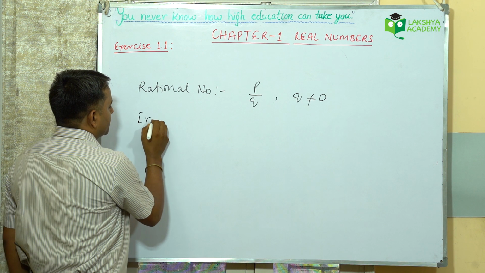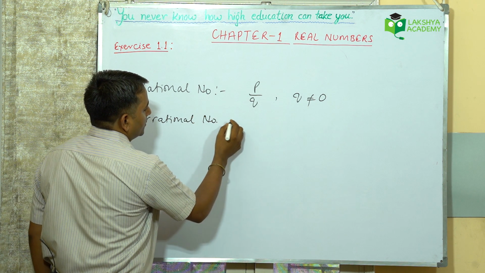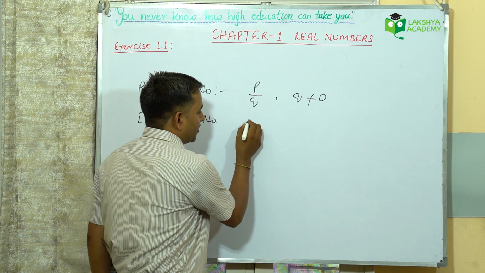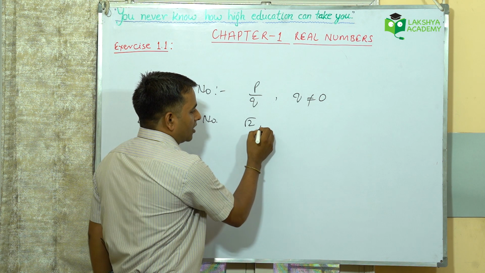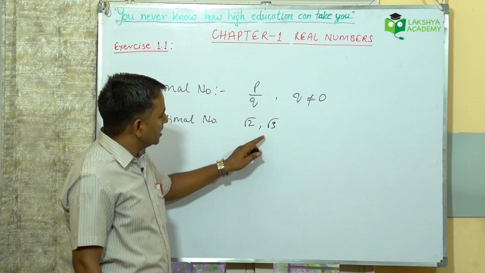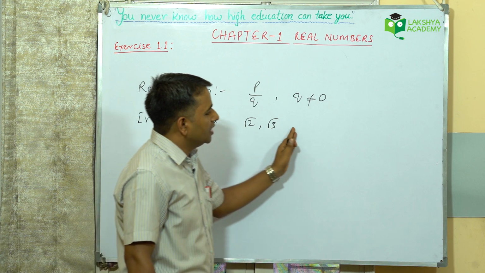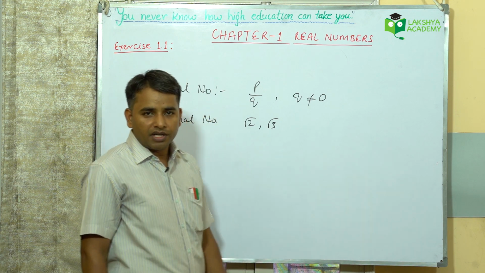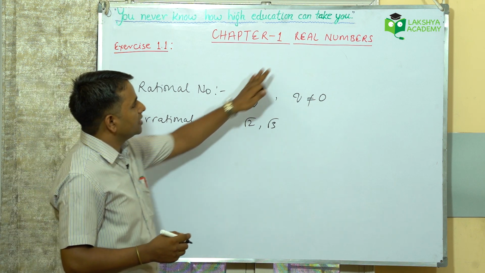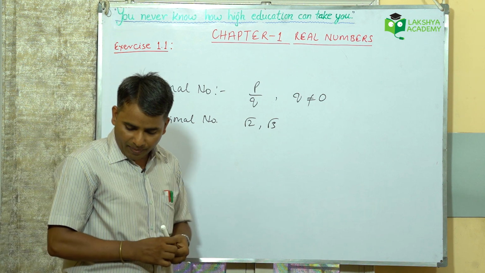And irrational numbers are numbers that cannot be expressed in the p by q form. Say for example root 2 or root 3. They are irrational numbers, because if we find their square roots, it will never be a perfect square. It will be non-terminating and non-repeating. So they fall into the category of irrational numbers. Real numbers are those that include both rational numbers as well as irrational numbers.